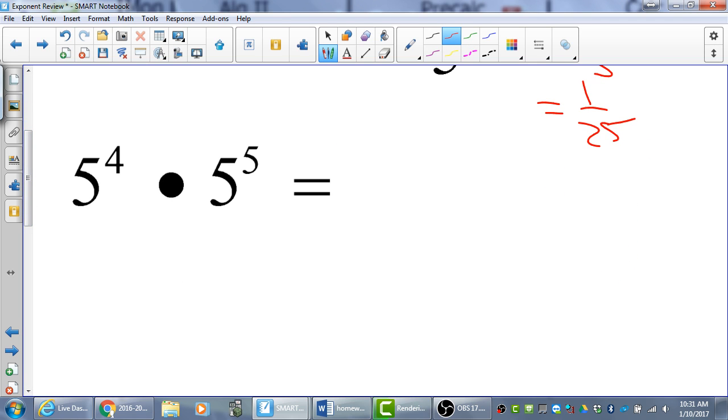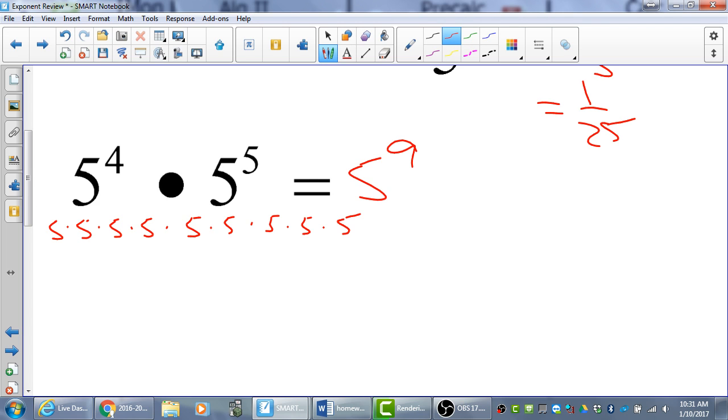Ooh, this is a tricky one. Trying to confuse you here. 5 to the 4th times 5 to the 5th is 5 to the 9th. It is not 25 to the 9th. That doesn't make any sense, because this is 1, 2, 3, 4, and then this is 1, 2, 3, 4, 5. You have a total of 9 5s. You don't have a total of 9 25s.